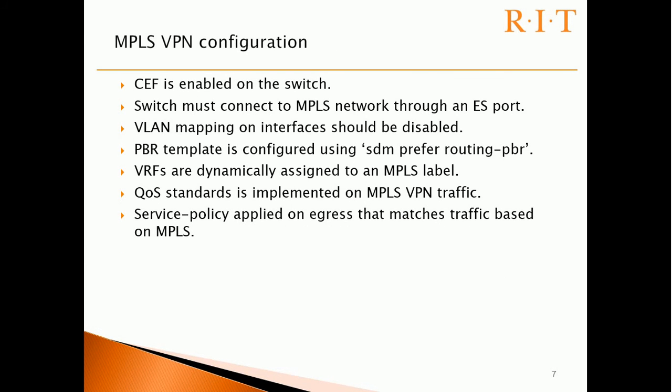Next is the MPLS VPN configuration. So how is the configuration done? CEF, which is Cisco Express Forwarding, is generally enabled on a switch. So the switch must contain MPLS, must connect to the MPLS network through an Ethernet switch port, and VLAN should not be present in a switch, as it interrupts the MPLS process. And policy-based routing.